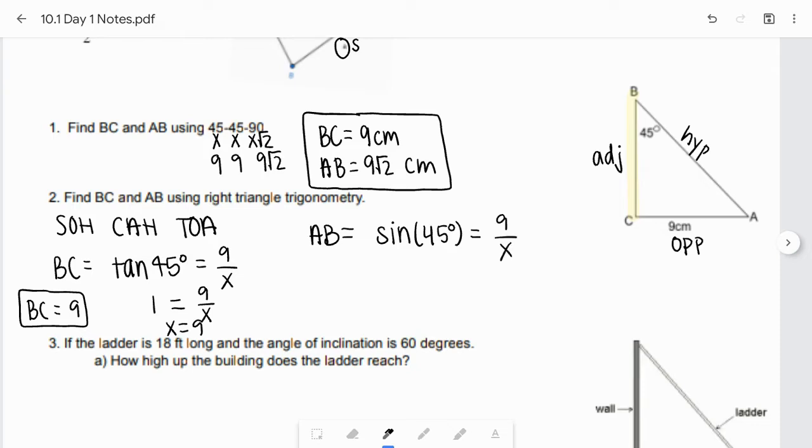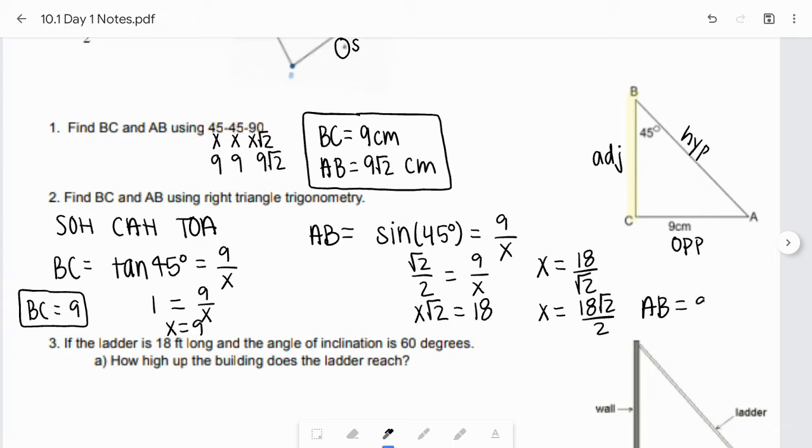Well, sine of 45 degrees is just root 2 over 2. So if we just cross multiply, I would have x root 2 is equal to 18. So x is equal to 18 over the square root of 2. We just have to rationalize the denominator here. So x is equal to 18 root 2 over 2. So then AB is equal to 9 root 2 centimeters, which once again does match with part 1.